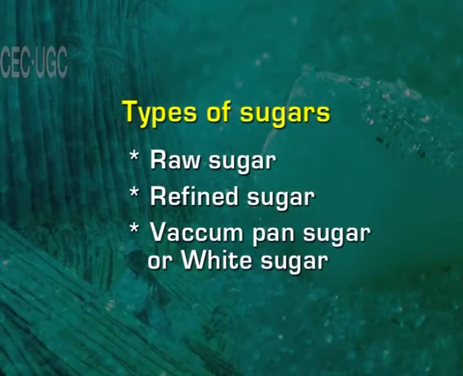The last one is vacuum pan sugar or white sugar. Most of the sugar manufactured in India is white or direct consumption sugar. In this case, sugar is made from cane syrup directly without the intervening step of raw sugar making. Various forms of sugar are available for use in food preparations. Some are crystalline solids while others are liquids or syrups.